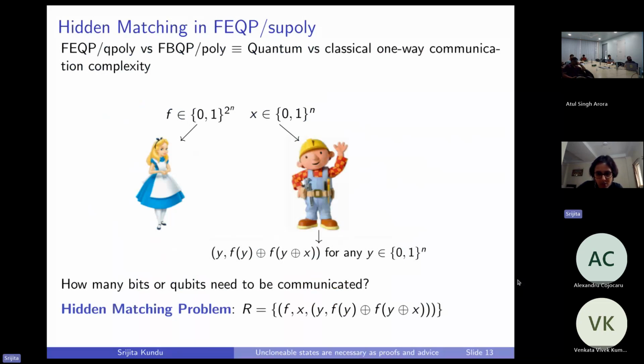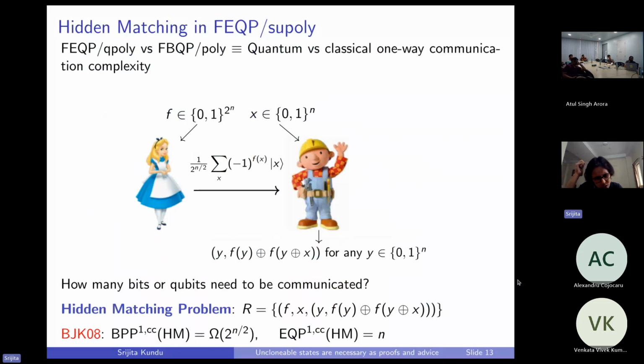I already explained what the relation is earlier, and it was shown by Bar-Yossef, Jayram, and Kerenidis that this relation separates one-way quantum and classical communication complexity. So the one-way randomized communication complexity of this is omega of 2 to the n by 2, whereas the exact quantum communication complexity of this is n. And the quantum state in particular that helps us achieve the n quantum communication complexity is this binary phase state. Given f, you prepare a superposition over all x and you put f(x) in the phase.